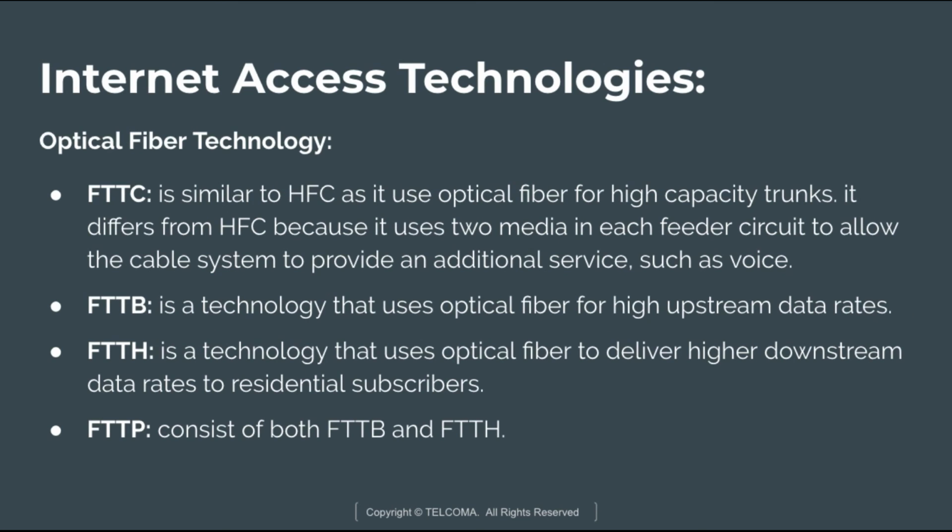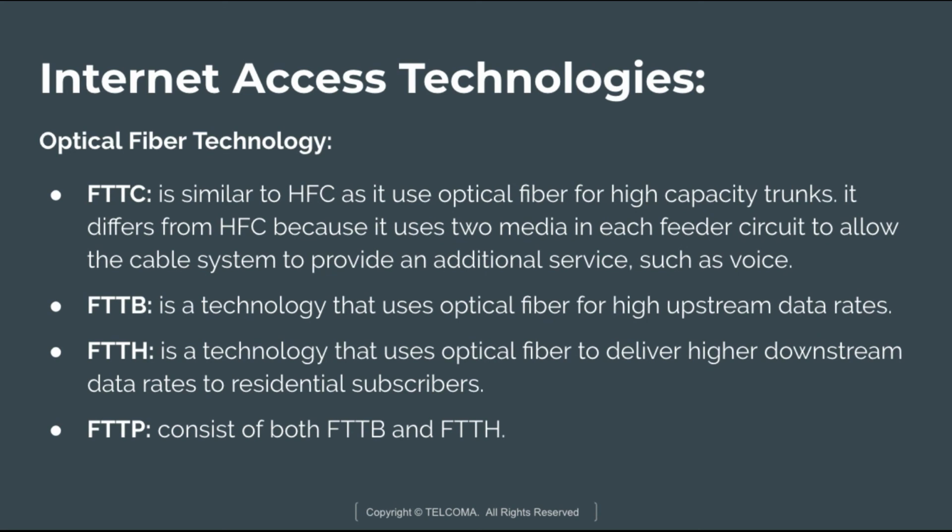Next is optical fiber technology. Cable companies have proposed a variety of technologies that can employ optical fiber in a hybrid system and deploy the optical fiber all the way to each subscriber. The first one is FTTC, that is fiber to the curb, and it is deployed in most parts of USA and Canada. It is similar to HFC, but it uses optical fiber for the high capacity trunk. It differs from HFC because it uses two media in each feeder circuit to allow the cable system to provide additional services such as voice.